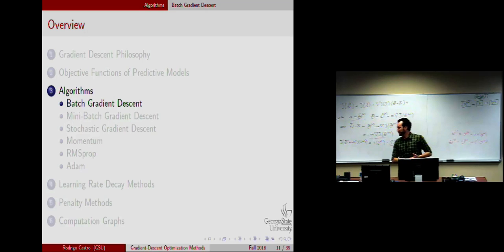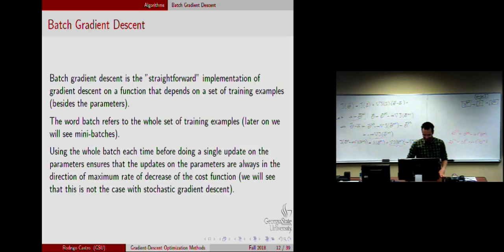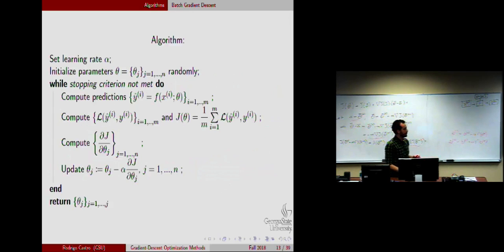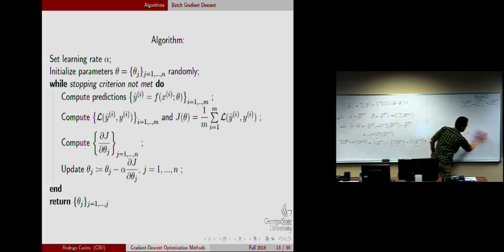Now, when you have a data set, the straightforward implementation of gradient descent, taking into account the whole training set, is called batch gradient descent because you are taking the whole batch. Let me show you the algorithm first, and let's see what each line means.